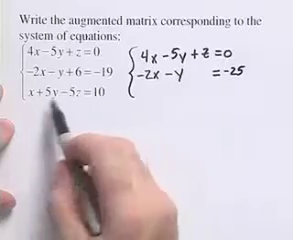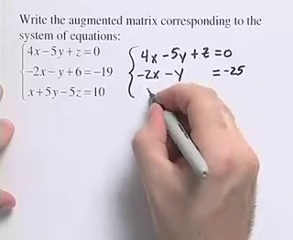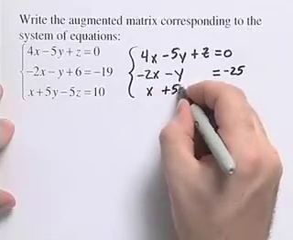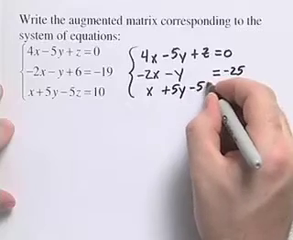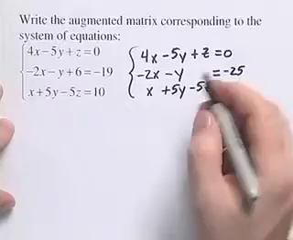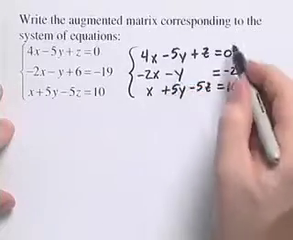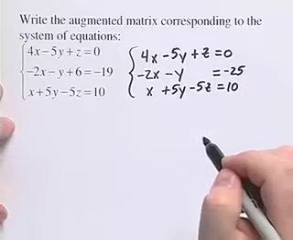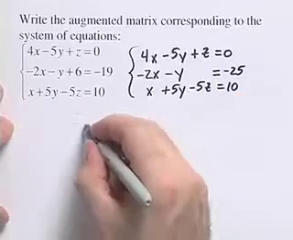This third equation is okay. We're just going to rewrite that. x plus 5y minus 5z equals 10. Now we have each of the variables lined up. All the constants are on the right-hand side. So we can go ahead and write our augmented matrix now.